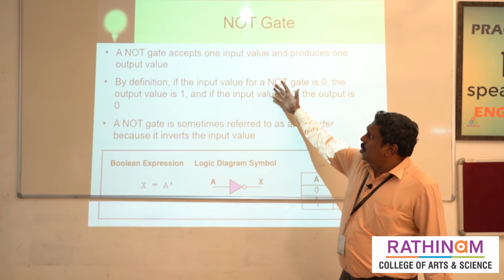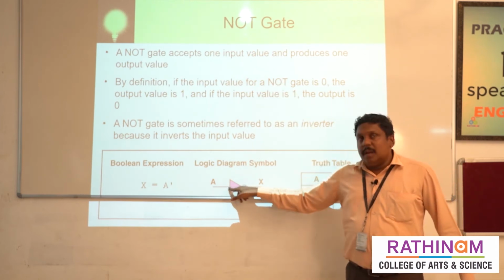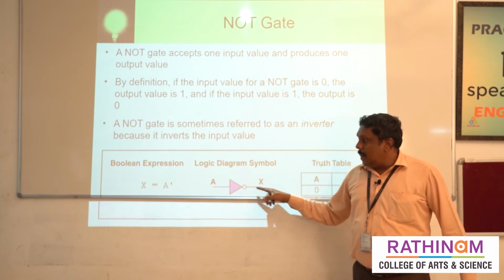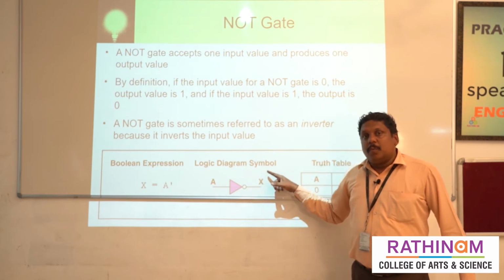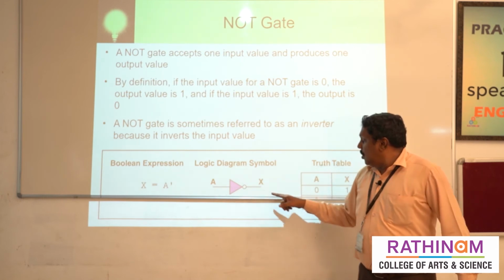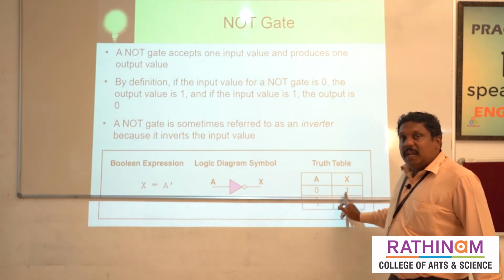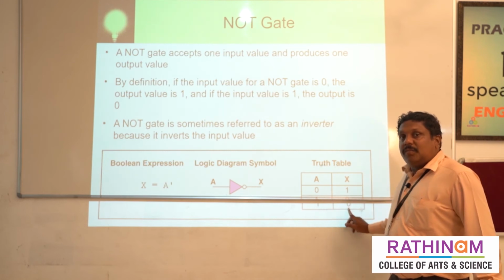Here are the circuits. Here, A is the input, then we get the result as output. That is the complement. If the input is true, then we get the output as false. This is the truth table: 0 means false, we get the result as 1; 1 means true, we get the result as false.